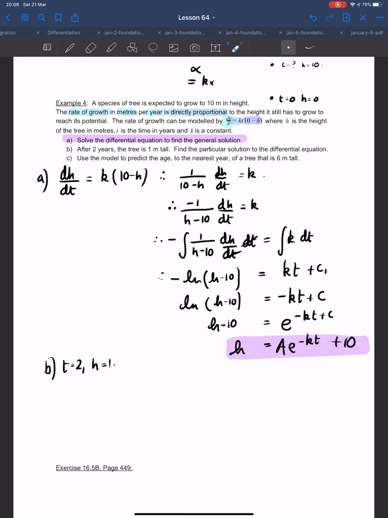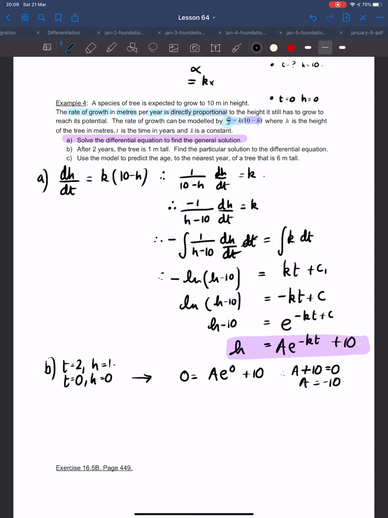So we've got to substitute in not only t equals 2, h equals 1, but t equals 0, h equals 0 also. I'm going to do that one first. 0 is A e to the 0 plus 10. What I've done there: h is 0, t is 0, well k times 0 is 0, and then plus 10 is 10. Therefore A, because e to the 0 is 1, A times 1 is A, so A plus 10 equals 0, so A is minus 10.